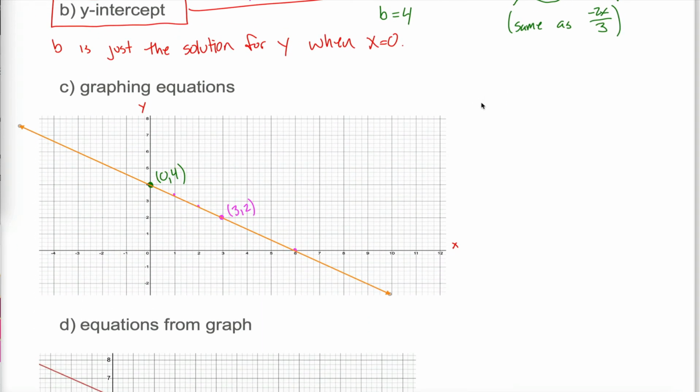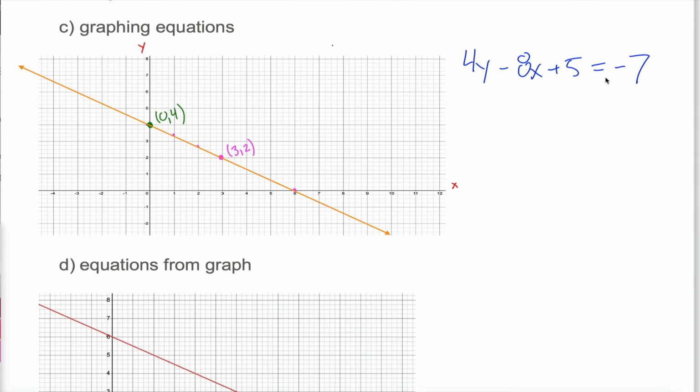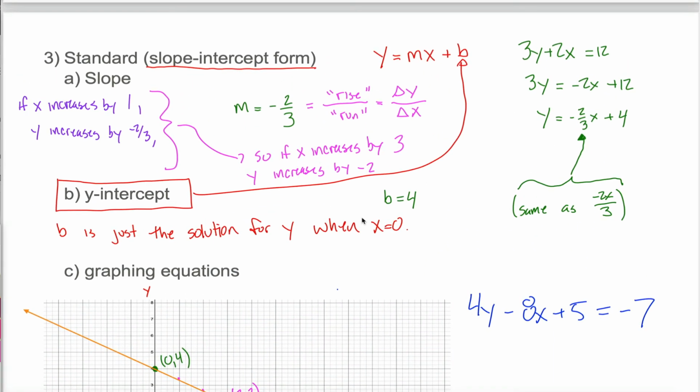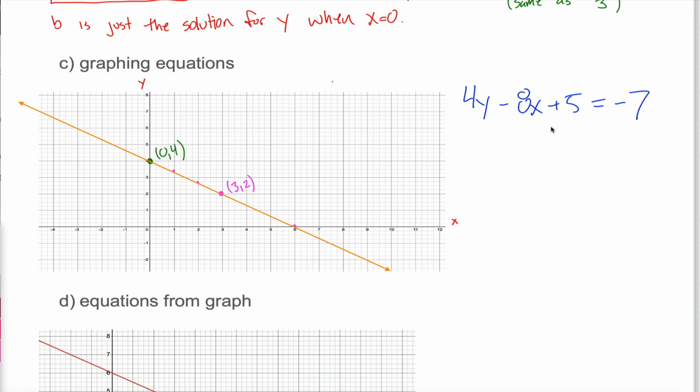Let me do a quick example for you. Suppose you had 4y minus 8x plus 5 is equal to, I don't know, negative 7. First, you can recognize that this is a linear equation. Secondly, you can recognize that this linear equation is not in slope-intercept form, but it's easy enough algebraically to get it into slope-intercept form. Want to get the y all by itself? Let's first subtract 5 from both sides. So I got 4y minus 8x equals negative 12.